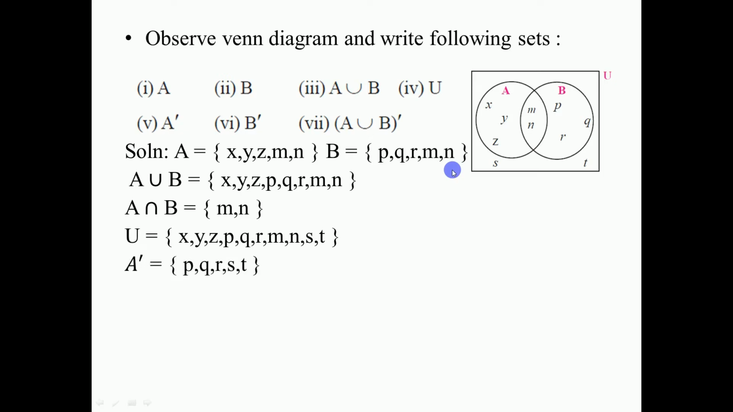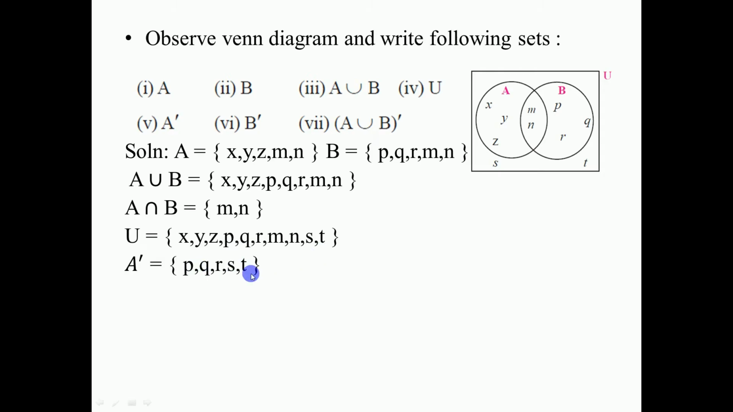Now we are going to write the A complement. So what is A complement? As I have already explained, A complement is nothing but taking out the elements of the set A from the universal set, and whatever elements are left in the universal set will be the A complement. As you can see, in the set A, X, Y, Z, M, N is present. So when you eliminate X, Y, Z, M, N from the universal set, you will be left with P, Q, R, S, T. So this is the A complement.